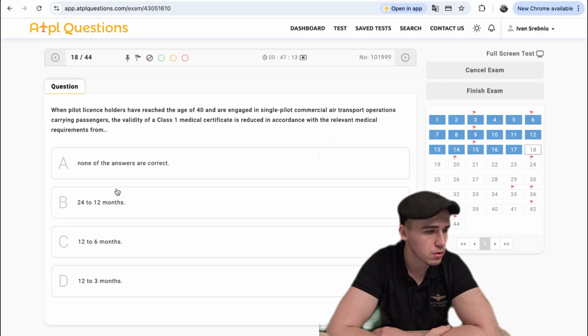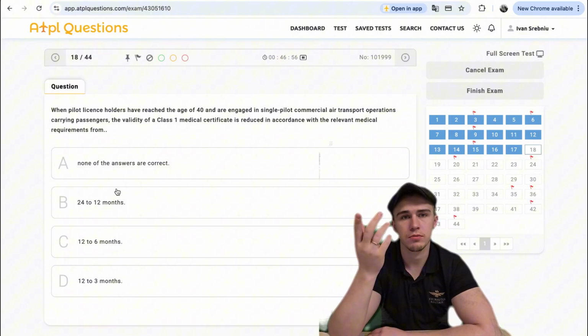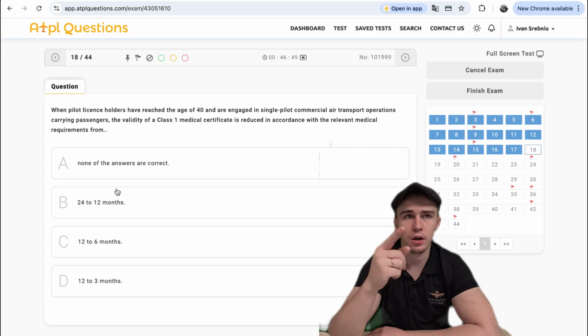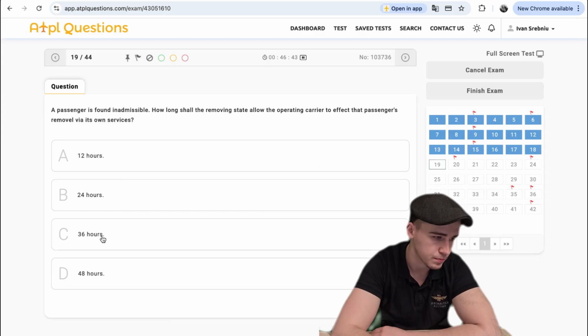When pilot license holders have reached the age of 40 and are engaged in a single pilot commercial air transport operation carrying passengers, the validity of the Class 1 medical certificate is reduced in accordance with the relevant medical requirements from... Just remember, Class 1 medical gives you up to 40 years 12 months, so 1 year, and after 40 you must pass every 6 months, so from 12 to 6 months.